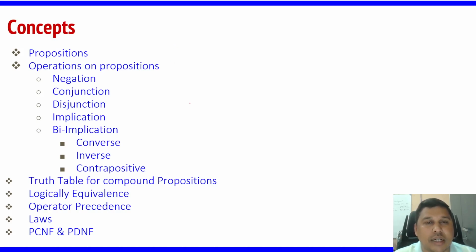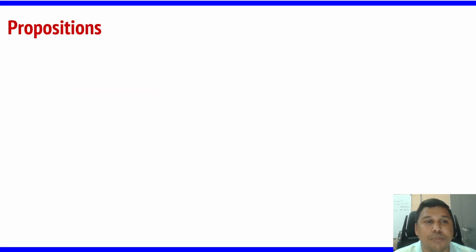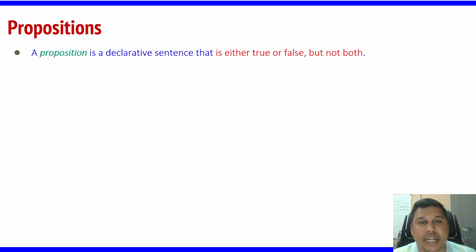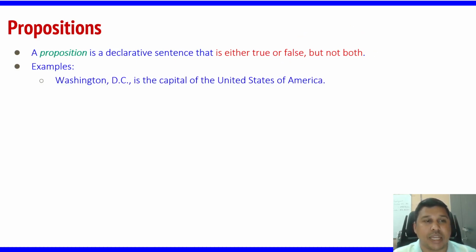These are the contents or syllabus of this unit, propositional logic. We have to study propositions and operations on propositions. We have different operators here, and then we will see truth tables and logical equivalence, operator precedence, laws, and PCNF, PDNF. Let's begin with proposition. A proposition is a declarative statement which is either true or false but not both. That's why I said it's a declarative statement that is true or false but not both.